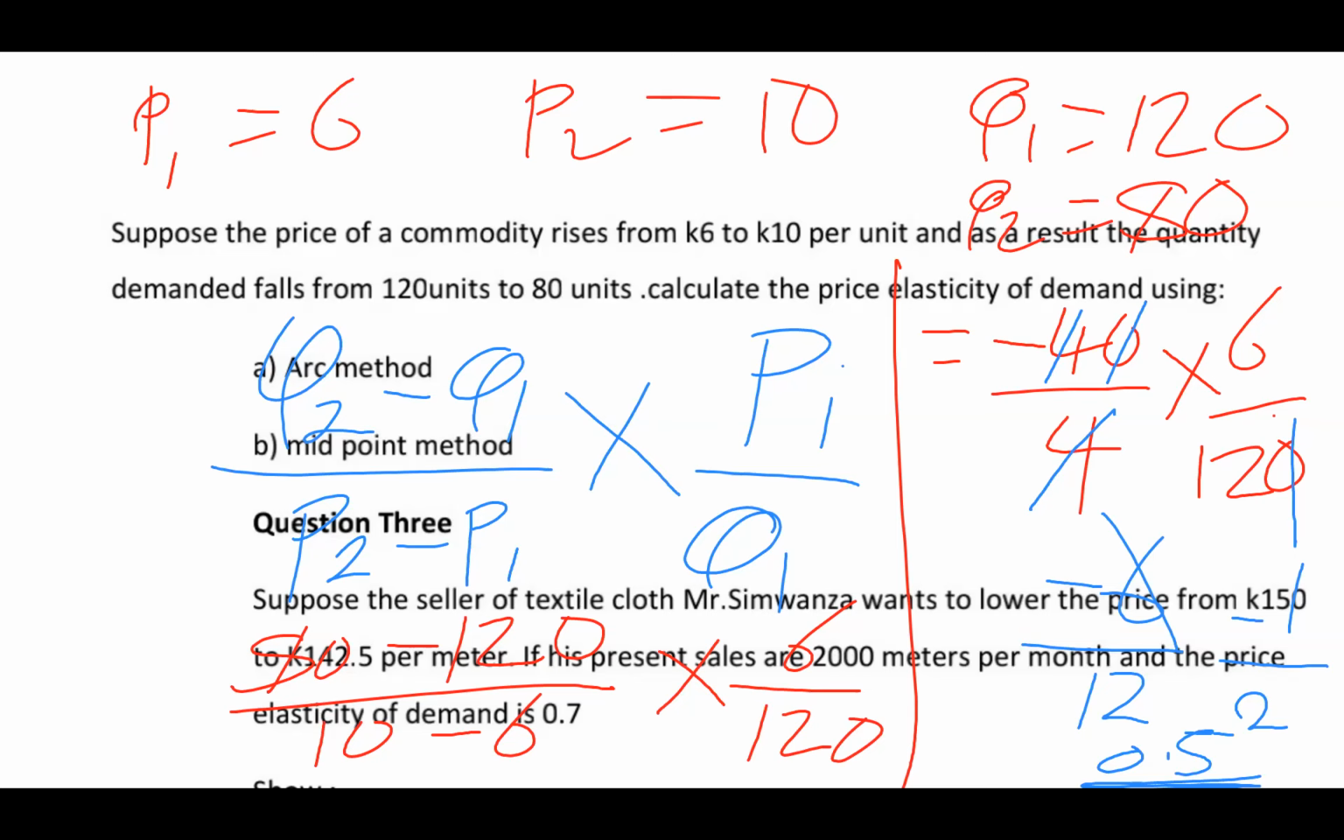If you are finding it difficult to do the multiplication, you can just go straight, say 40 times 6, it will give you some number over 4 times 120, you get the number, then you divide, and it still gives you 0.5, since you are allowed to use calculators. These cancelling methods, you do them when you assume you don't have a calculator, but you always have a calculator in these exams. Any question?